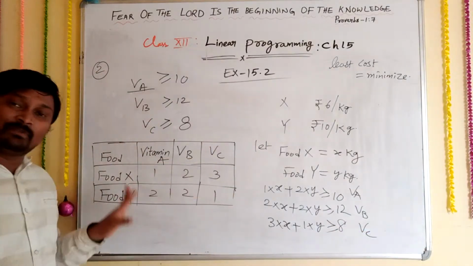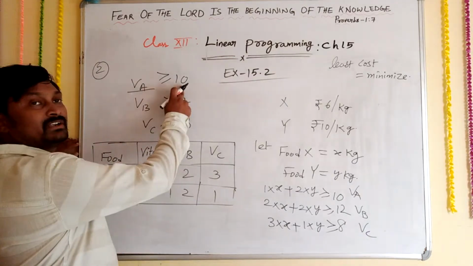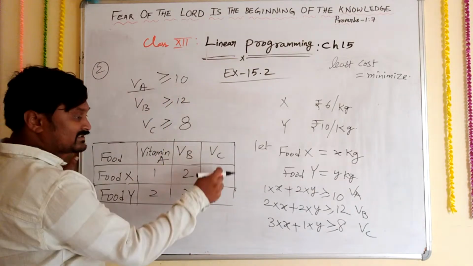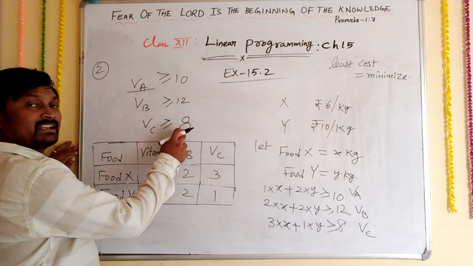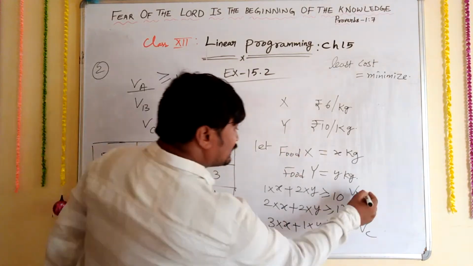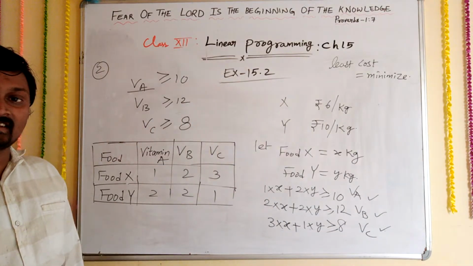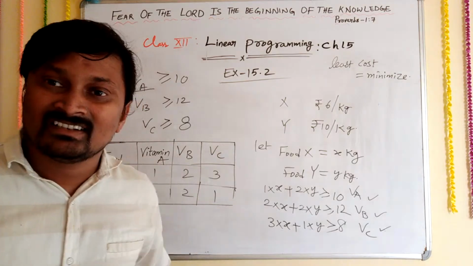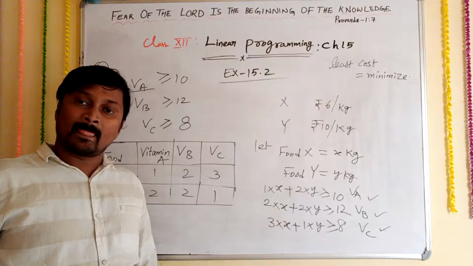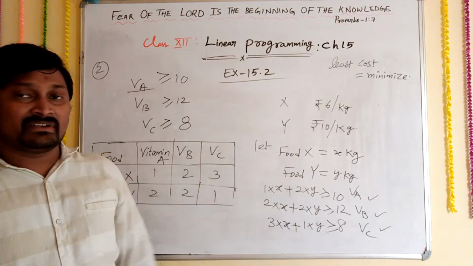So simply, if you don't know anything, X plus 2Y is greater than or equal to 10. 2X plus 2Y is greater than or equal to 12. Next, 3X plus Y is greater than or equal to 8. Now, did you clearly understand how these three equations are formed? Yes. So you all understood this? Right.